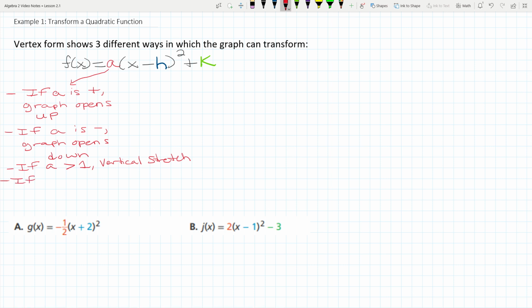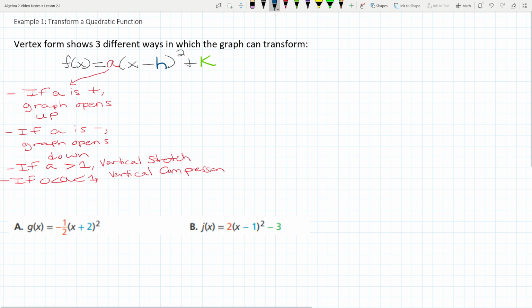If A is less than 1, but greater than 0, then we have a vertical compression. Okay, so there's 4 things that the A can tell you.